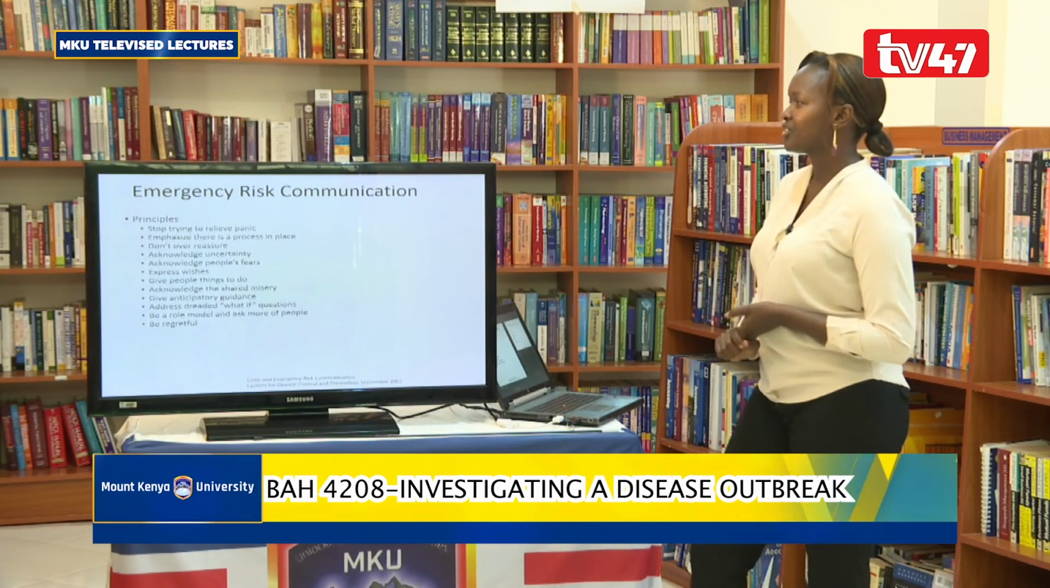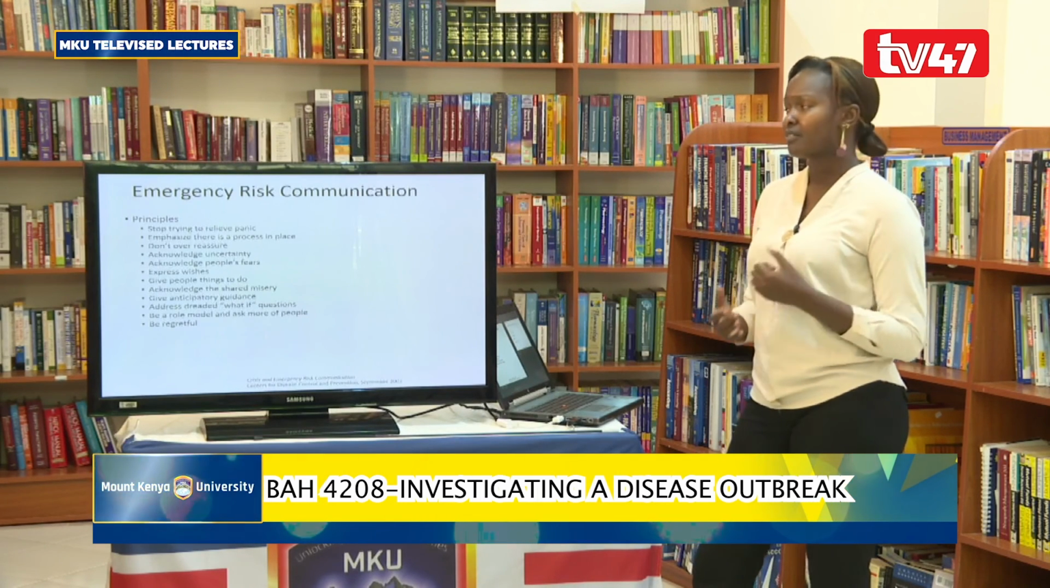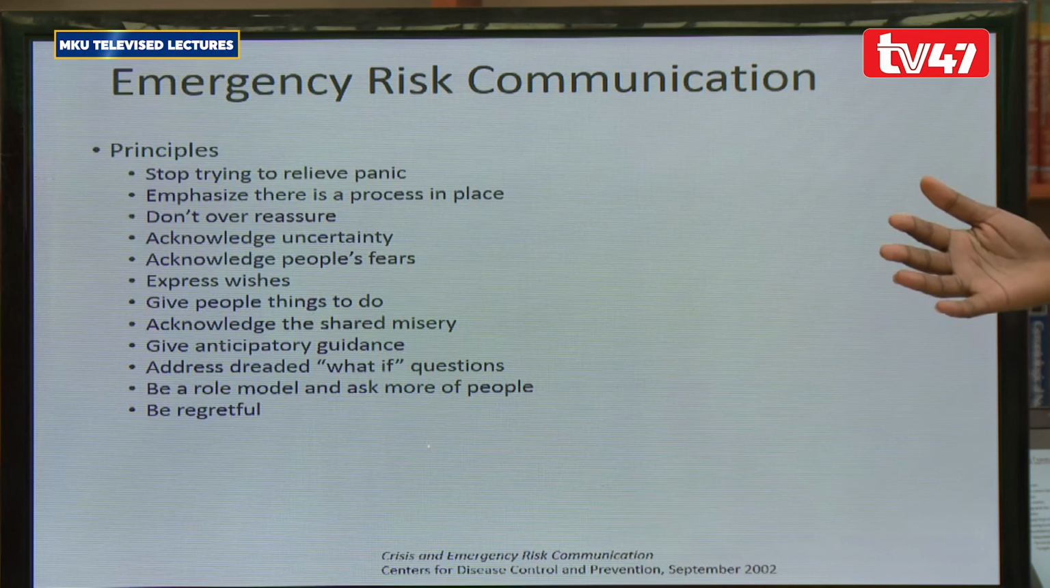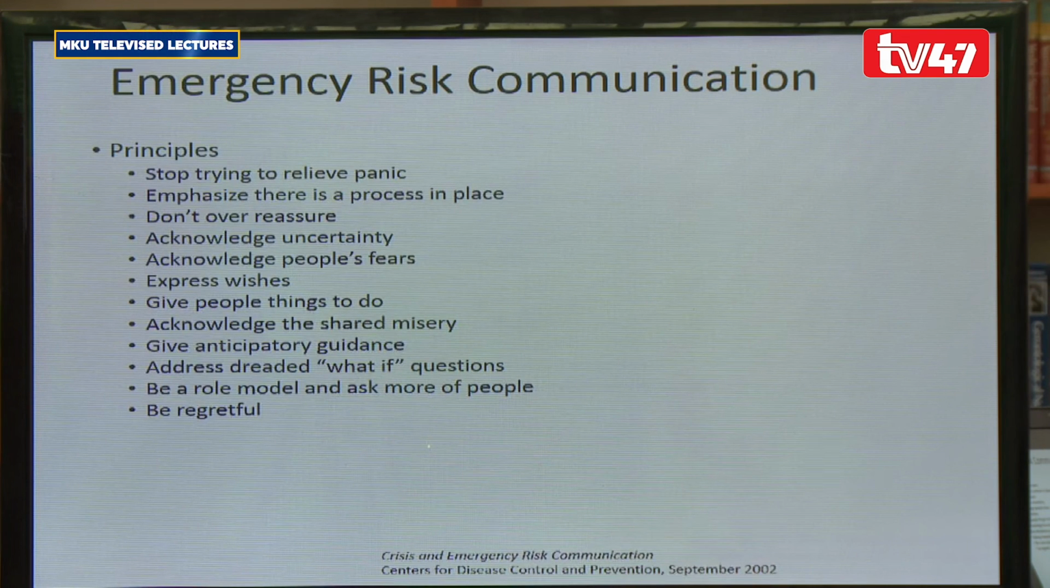Finally, emergency risk communication, and it should have principles. When you're communicating information about a disease outbreak, do not make people panic. Emphasize the process in place. Tell us that you're trying to contact the people who have come into contact with the possible cases. Don't over reassure. Don't give false information. If you follow all this, you will be good to go for the communication of the risk.